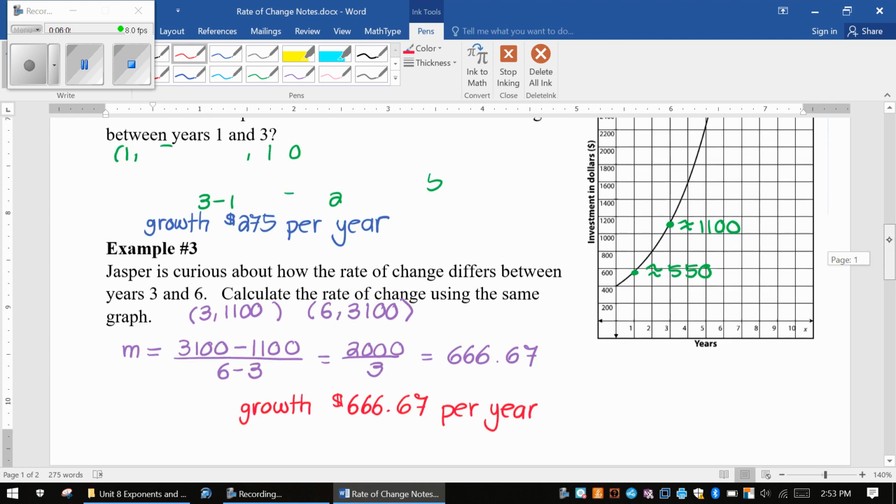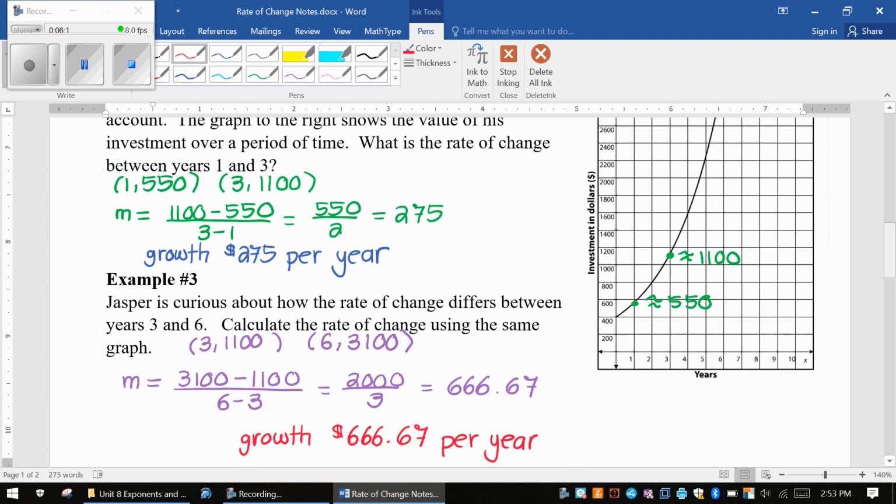So between these two examples, example 2 and example 3, it demonstrates how the rate of change is different depending on the interval that you're looking at for an exponential graph. When we looked between years 1 and 3, we had a growth of $275 per year. And when we looked between years 3 and 6, we had a growth of $666.67 per year.